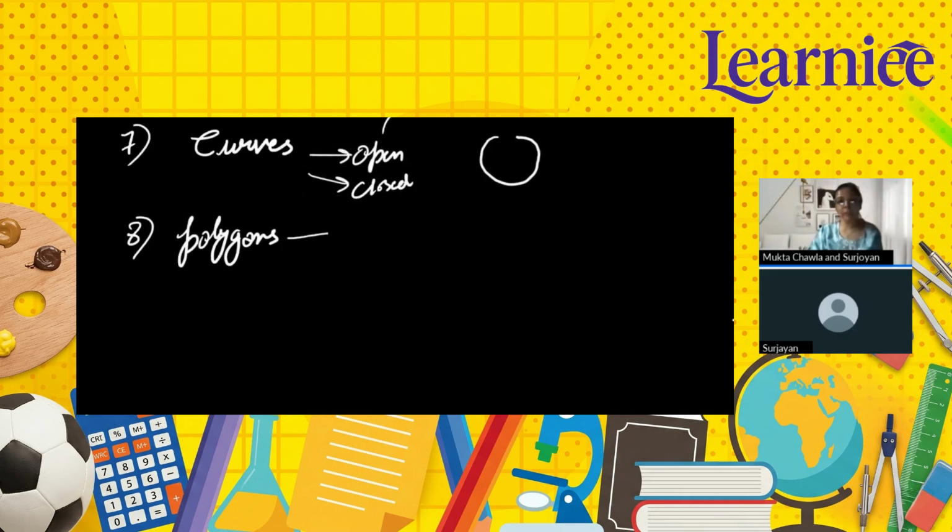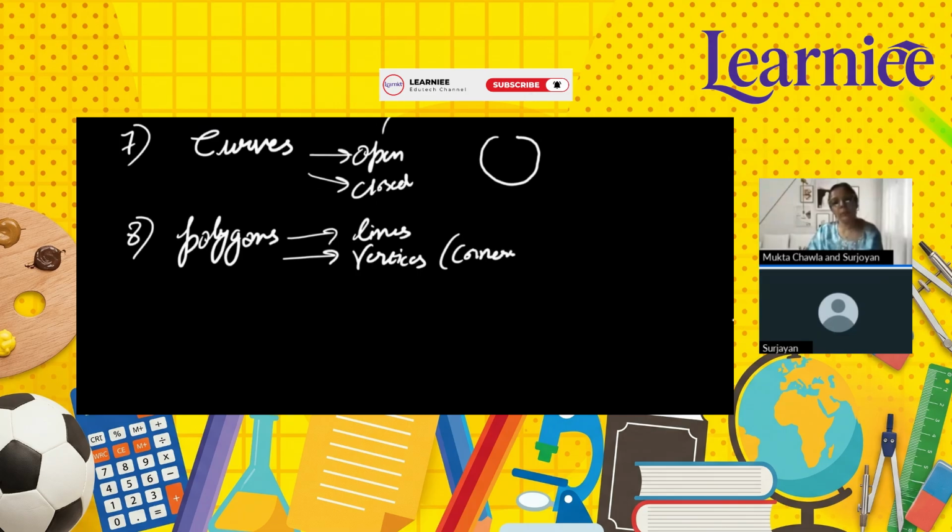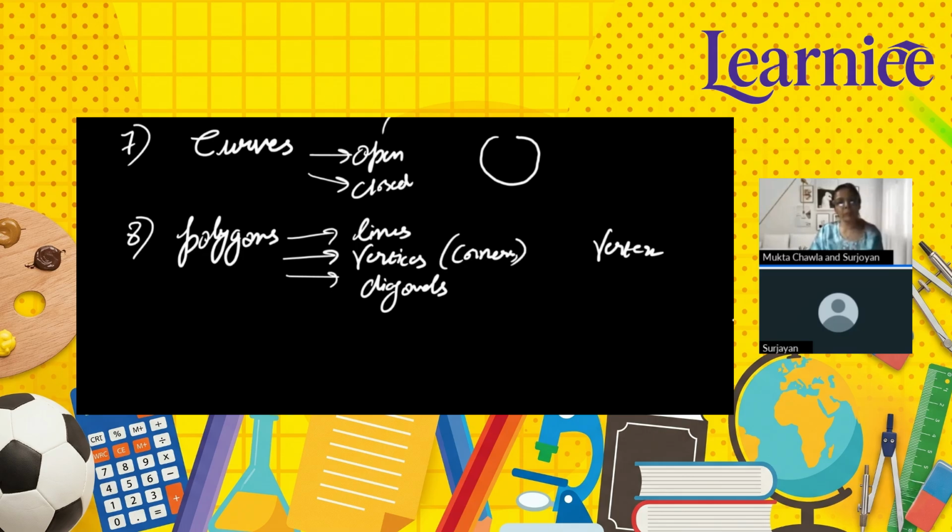So the first condition, what we said, it needs to have lines. Then vertices. Vertices are what? Corners, right? When you talk about one corner, we use the word vertex, and the plural is vertices. And as I said, diagonals. It needs to have diagonals also, right? So that would be considered a polygon. Suppose I am taking any quadrilateral figure, a square or a rectangle, or any figure that is joined with something like this.